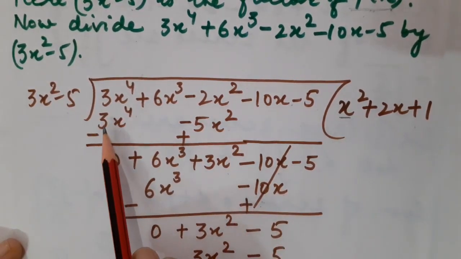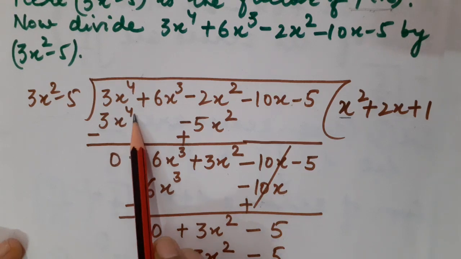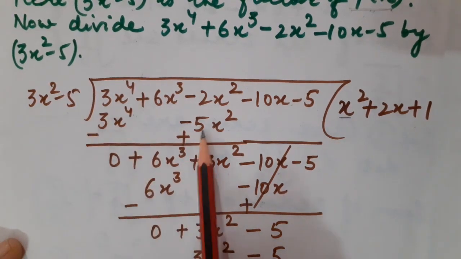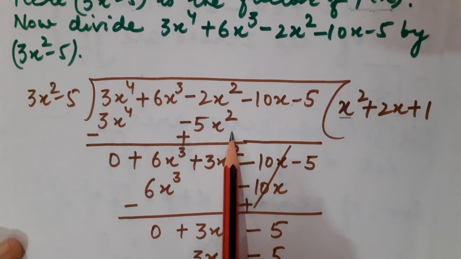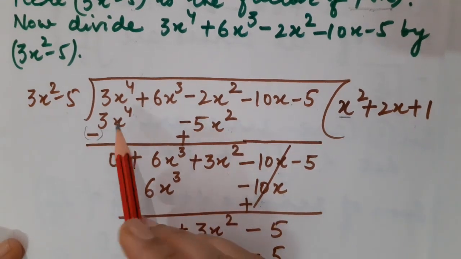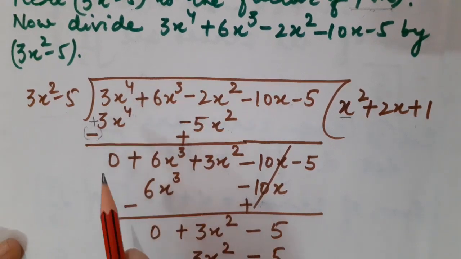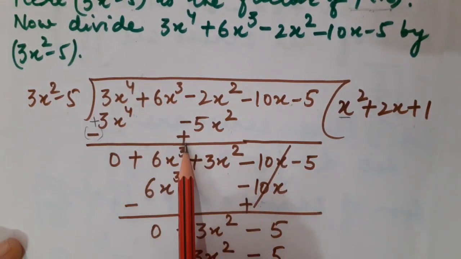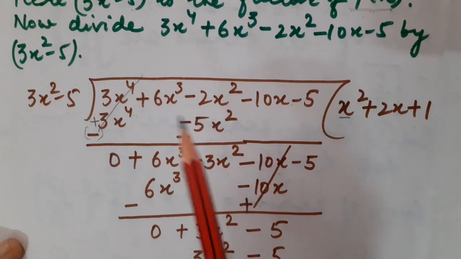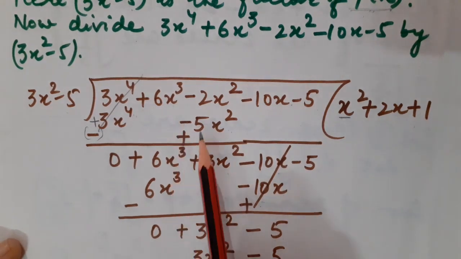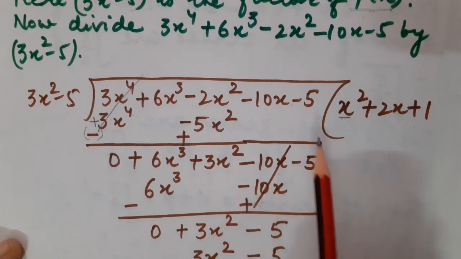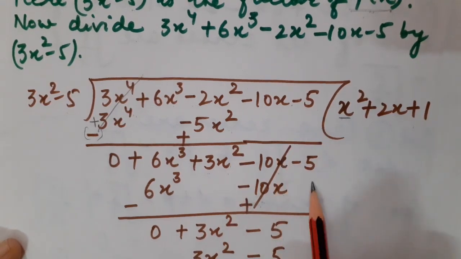So what will I get? 3x raised to the power 4. Here I will get minus 5x square. Correct? In division I have to subtract. So it would become minus because there was plus written actually. This is minus and it has become plus. Both are going to be cancelled. This is 6x cube. Here plus 5 minus 2 will become plus 3x square. This is minus 10x minus 5.